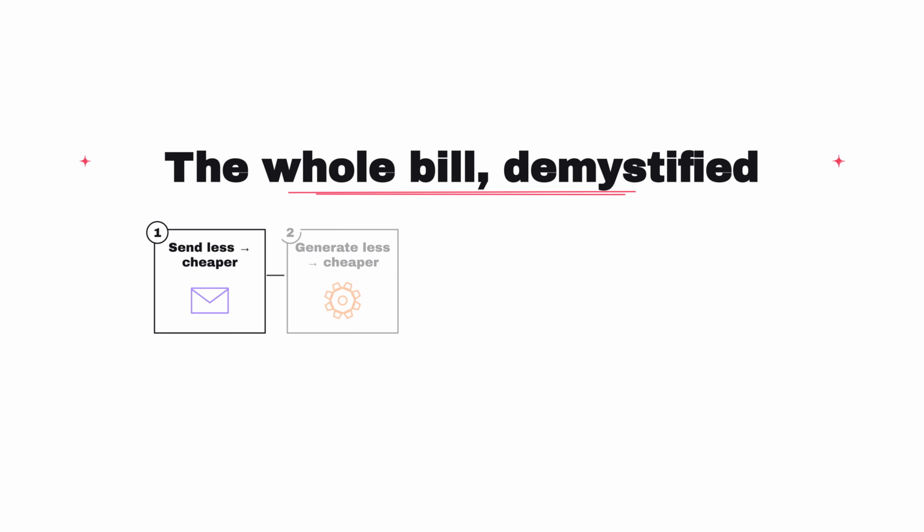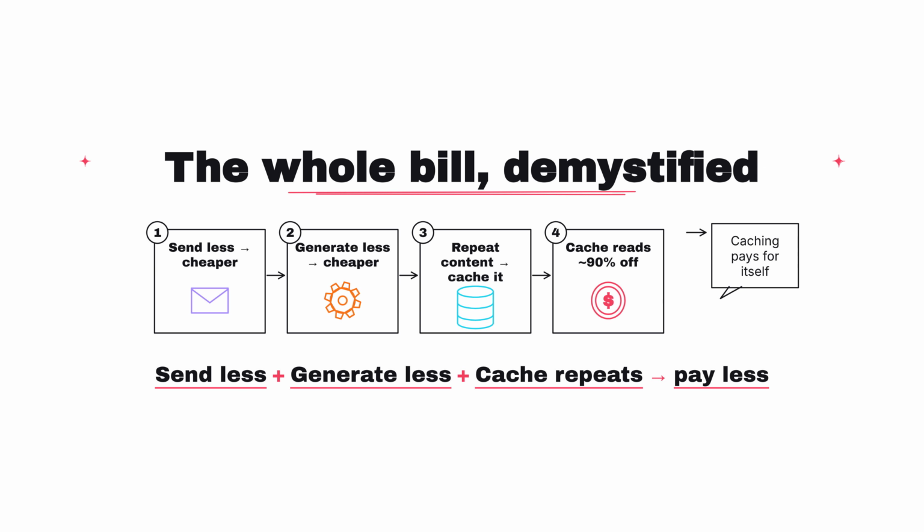Send less and you pay less. Generate less and you pay less. Repeat the same content and caching pays for itself. That's the whole bill demystified.